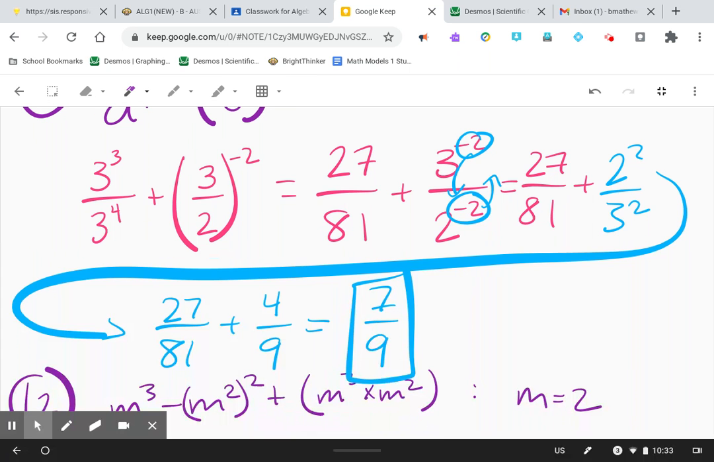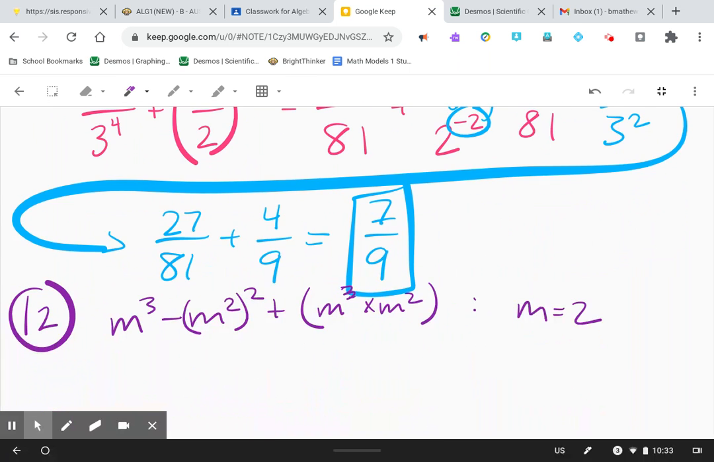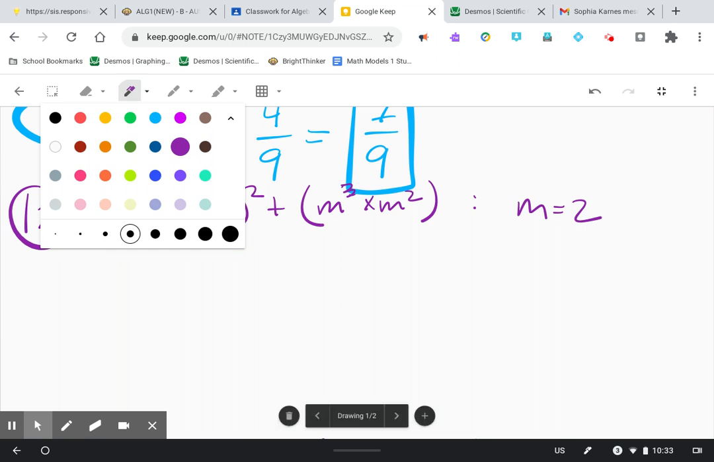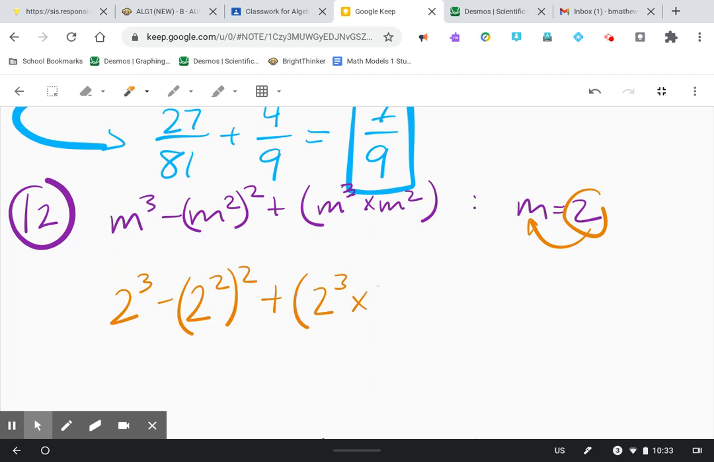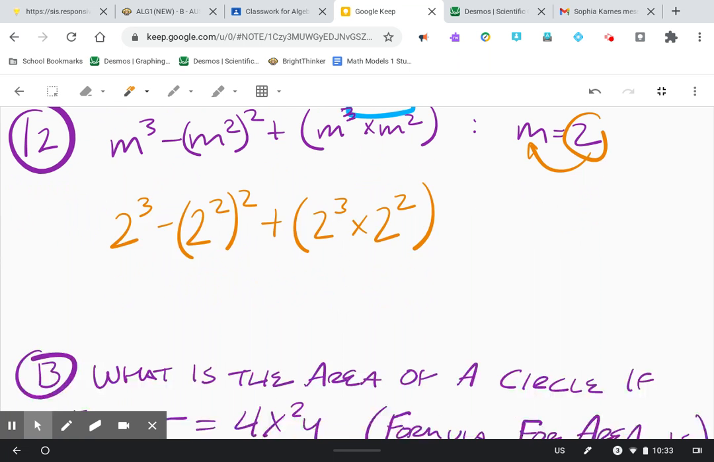All right. So we rewrite that 3 there. More of the same. We're going to plug in 2 for everything throughout the problem. We're going to plug in 2 for all the m's. So it's going to be 2 to the third minus 2 squared plus 2 to the third times 2 squared. Start working all that out.